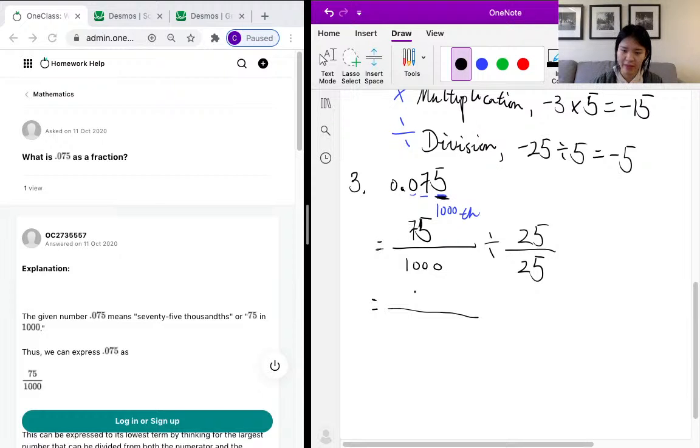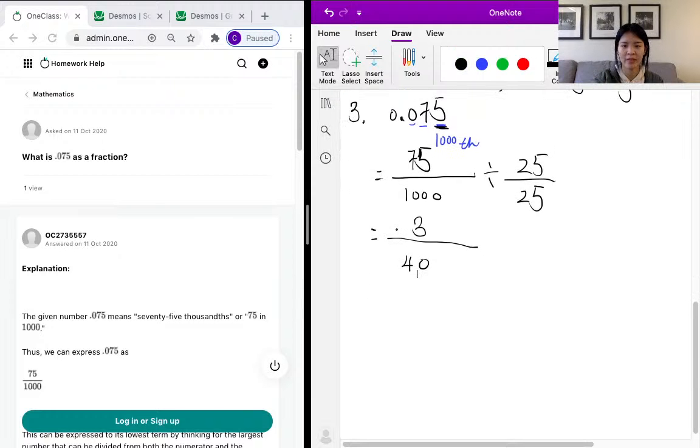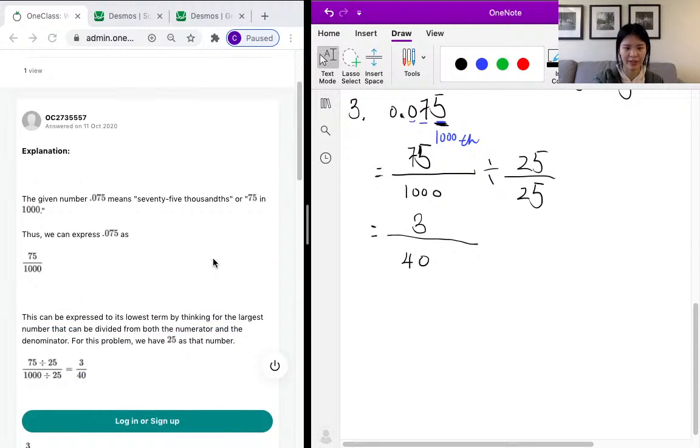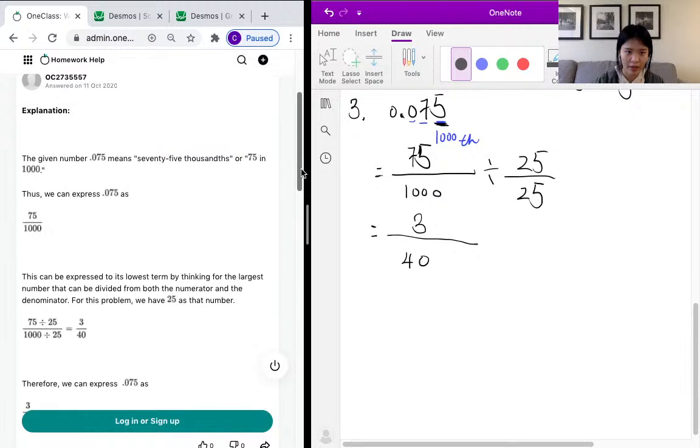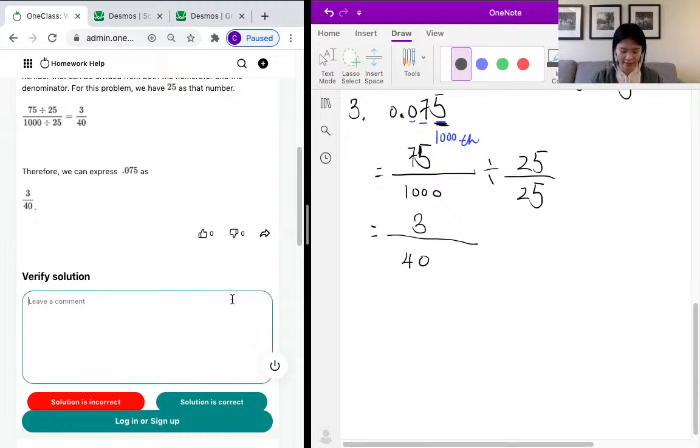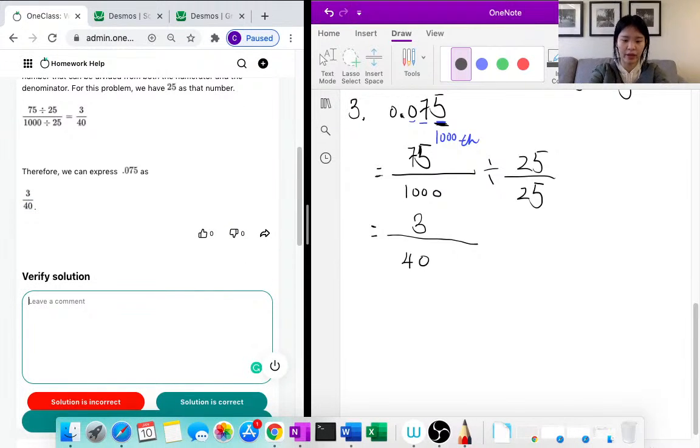So we have 75 divided by 25, which is just 3, and 1000 divided by 25, which is just 40. So our answer is 3/40, and this is what 0.075 is as a fraction. Now let's look at a sample solution over here. Yes, they are quite correct. So let's just say the solution is correct. Excellent job.